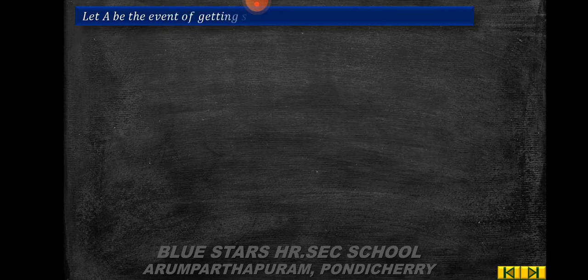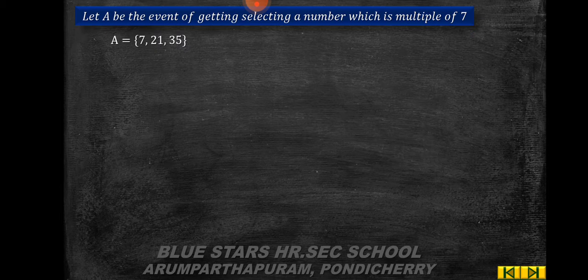Let A be the event of selecting a number which is a multiple of 7. So A is equal to 7, 21, 35, which implies n of A is equal to 3. P of A is equal to n of A by n of S, which is equal to 3 by 18.